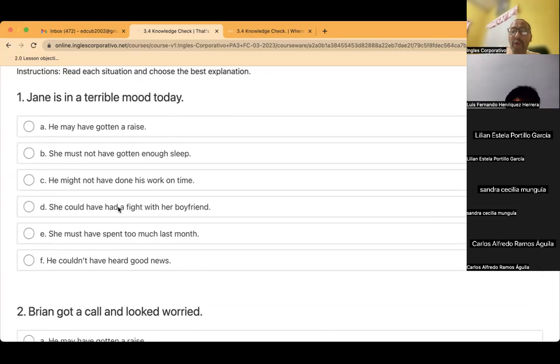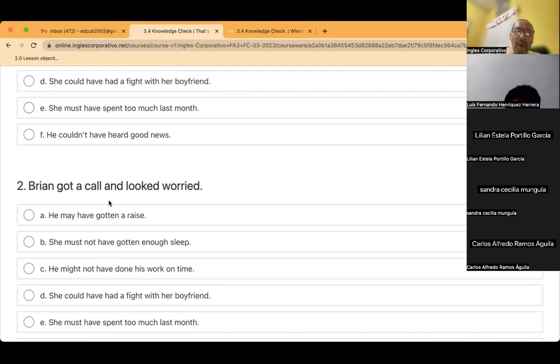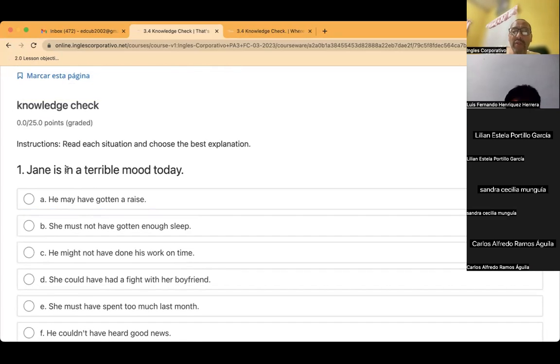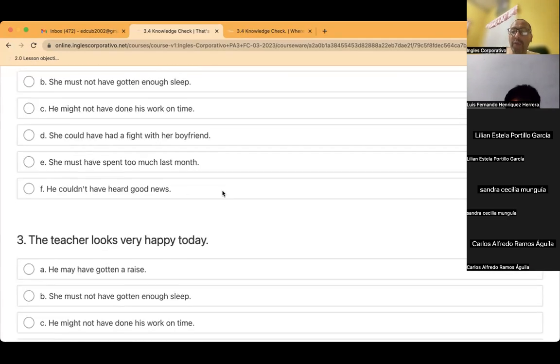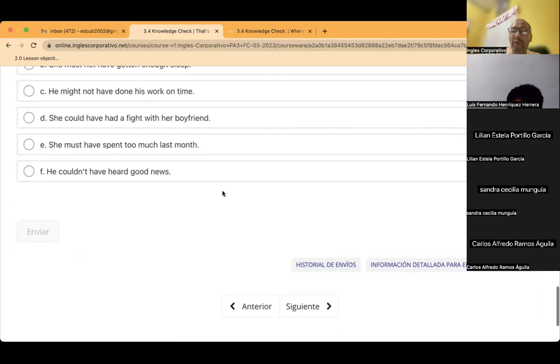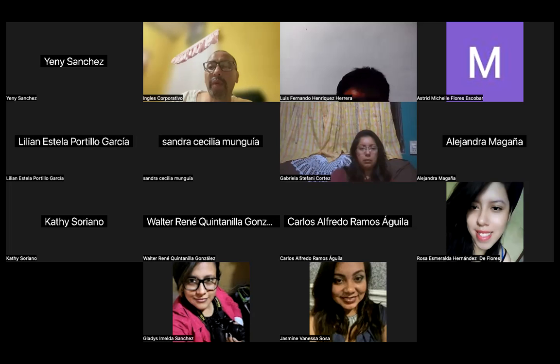Right now with your partner, you're going to use the correct sentence to complete. Why is Jane in a terrible mood? Brian got a call and looked worried, and so on. So with your partners, you want to choose the correct sentence. So why is the person in that situation? That is the idea for the present perfect. That is the idea for those models.